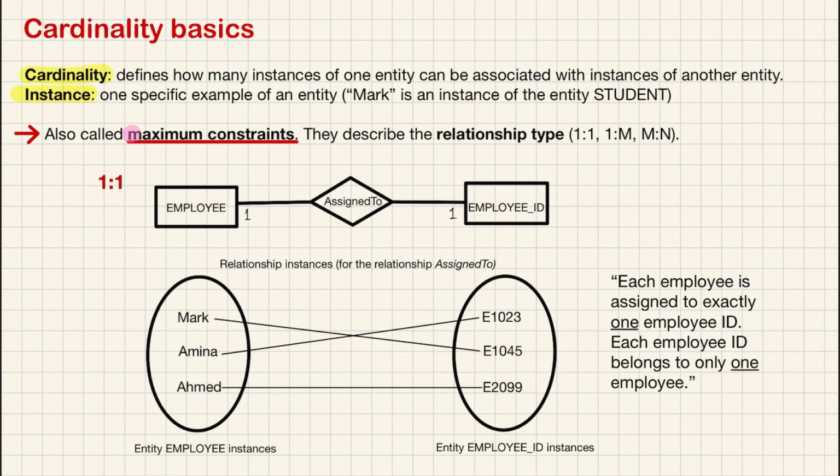Cardinality is also called the maximum constraint. It describes a relationship type between two entities, namely one-to-one, one-to-many, and many-to-many.